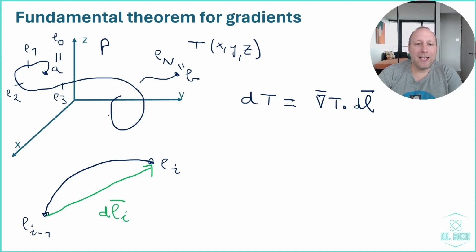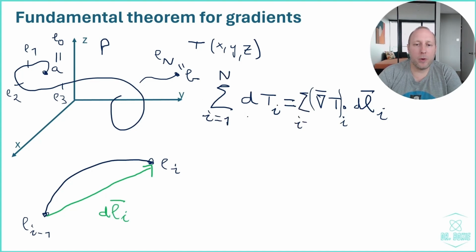And so for each of those parts, for the ith part, the dTi, the change in the T in this ith part, is equal to the gradient of T in this ith part dotted with dLi. And if we now want to find the total change in T, we have to sum all of these over the whole trajectory going from A to B. So that means I take the sum of both sides for i going from 1 to n.